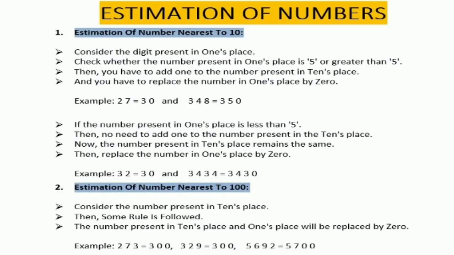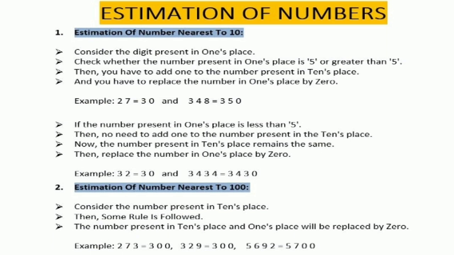Then come to our next topic, estimation of numbers. What do you mean by estimation of numbers? It is also known as rounding of numbers. Suppose we have to tell the number of people attending the meeting arranged by a politician. So here we have to tell the approximate number. That means we are estimating that this number of people attended that meeting.